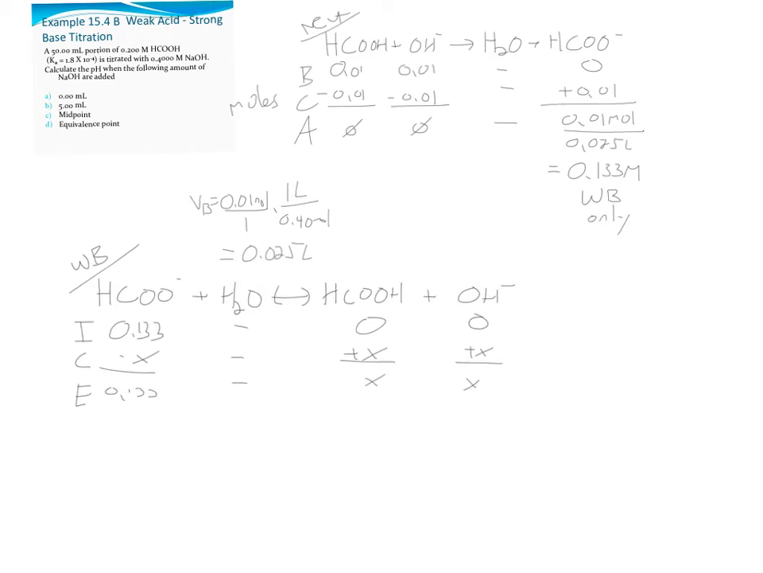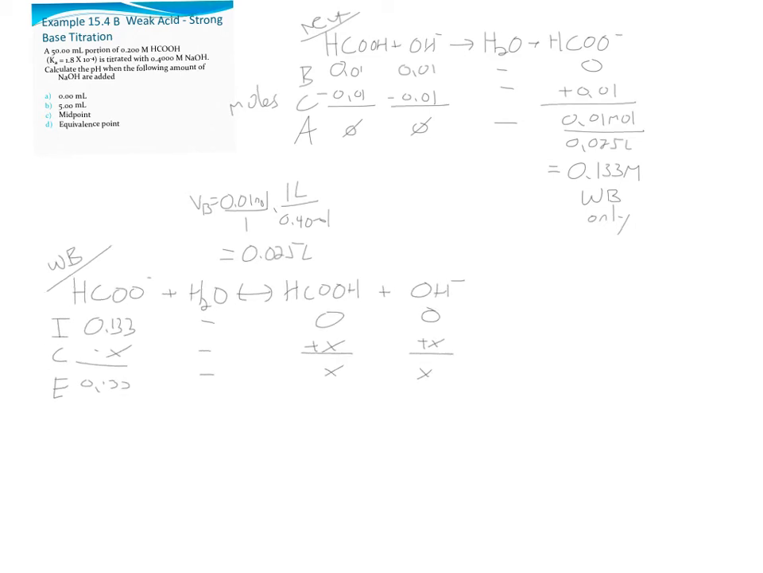And let's make some room. Our x squared over 0.133 minus x equals our Kb. Kb we have to solve for, which is Kw divided by Ka. So we're given a Ka in this problem. Kb then is 5.55 times 10 to the negative 11th. So we have to solve for that. We can't just use it.